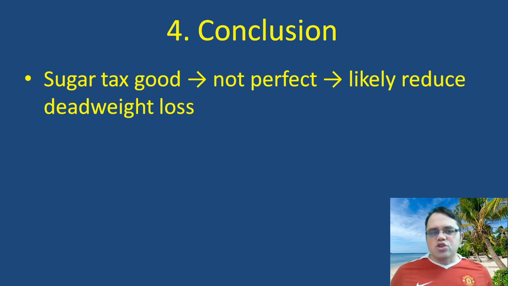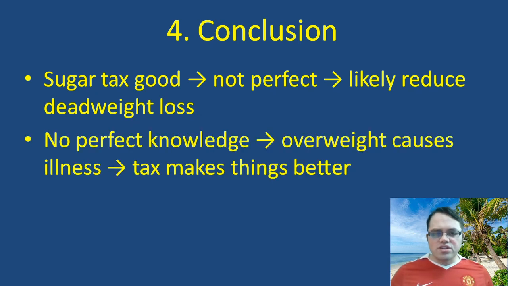But what I'm going to say is, it's good, but it's not perfect. A lot of the arguments I was using were to the effect that we're not going to get it perfectly correct. All I need to claim is it will make the situation better. Of course, I don't have perfect knowledge, but what we kind of know is being overweight causes more illness, and taxing is going to reduce the consumption, so it's going to make things a little bit better.